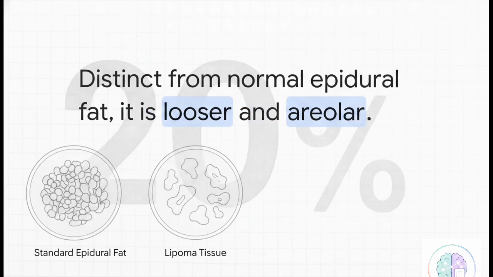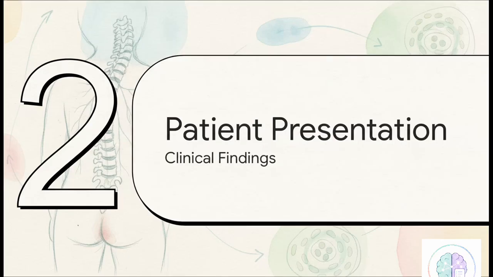Before we wrap up the pathology side, we need to talk tissue differentiation. The lipoma we're discussing is totally distinct from your normal epidural fat. If you were looking at it in the OR, you'd immediately notice it's significantly looser and much more areolar in texture. And just to put into perspective how common this specific pathology is, these lipomas account for a full 20% of all covered lumbosacral masses. That's a huge chunk. Moving right along to Section 2, Patient Presentation and Examination.